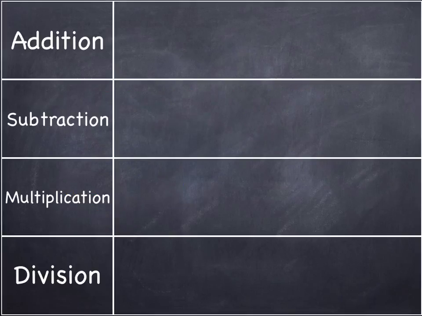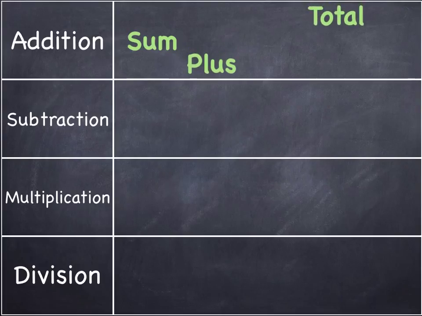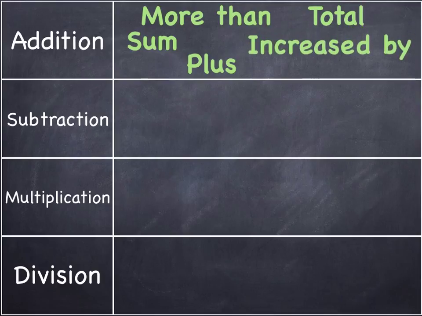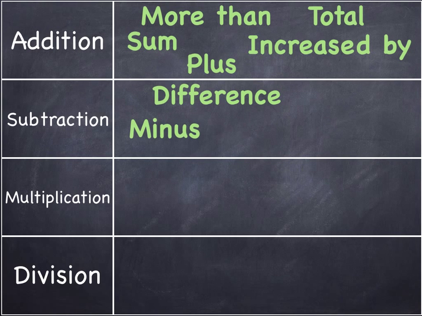Some keywords that we're going to use to be able to write algebraic and numeric expressions for the operation symbols. Some keywords for addition would be sum, plus, a total, more than, or increased by. For subtraction, some keywords would be difference, minus, less than, or decreased by.